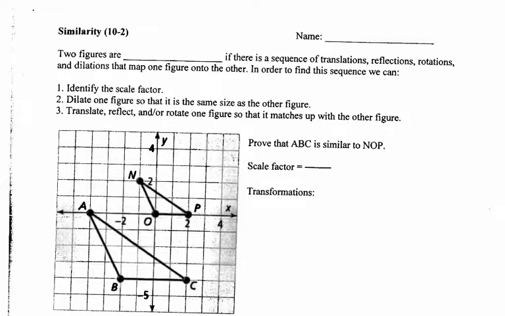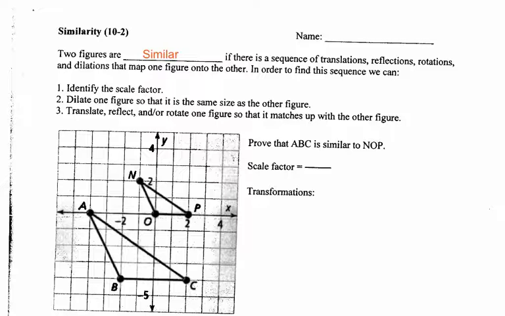This is a lesson on similarity, which goes along with section 10.2 in Digits. Two figures are similar if there's a sequence of translations, reflections, rotations, and dilations that map one figure onto the other. So we're going to prove that things are similar by explaining how to move one onto the other using translations, reflections, rotations, and dilations.